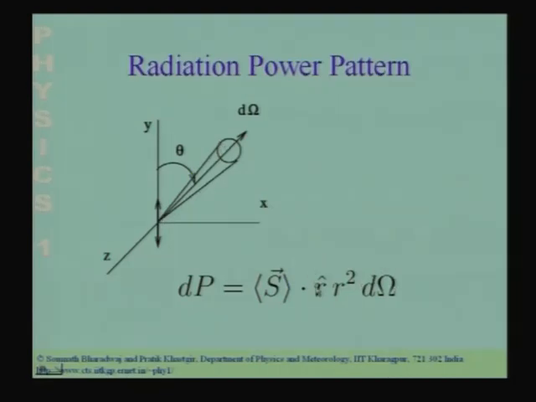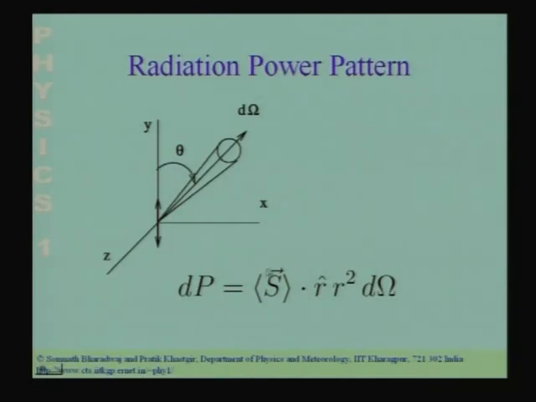So, this is the area corresponding to this solid angle, and I can represent this area as a vector, where the direction of the vector will be along the normal to this surface. The normal to this surface is the radial vector r cap. So, the area corresponding to this solid angle is the vector r cap into r square d omega, and the power that goes into this solid angle is the energy flux into the area corresponding to this solid angle, which is what we have over here.